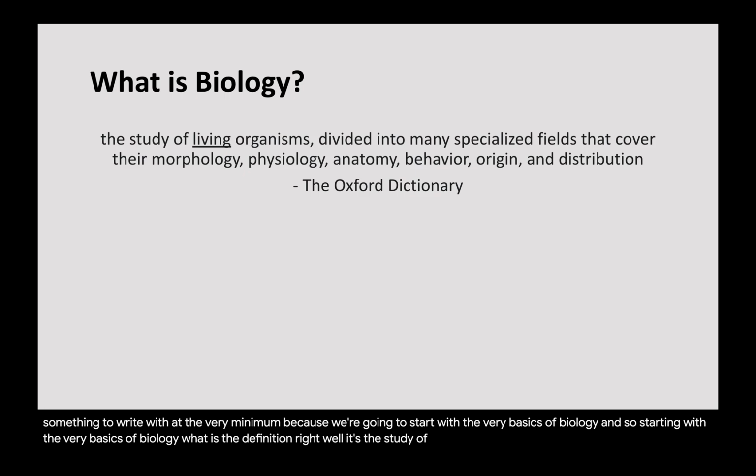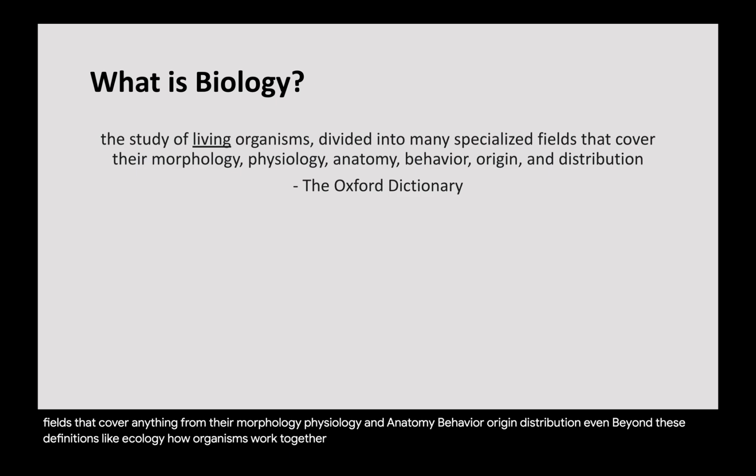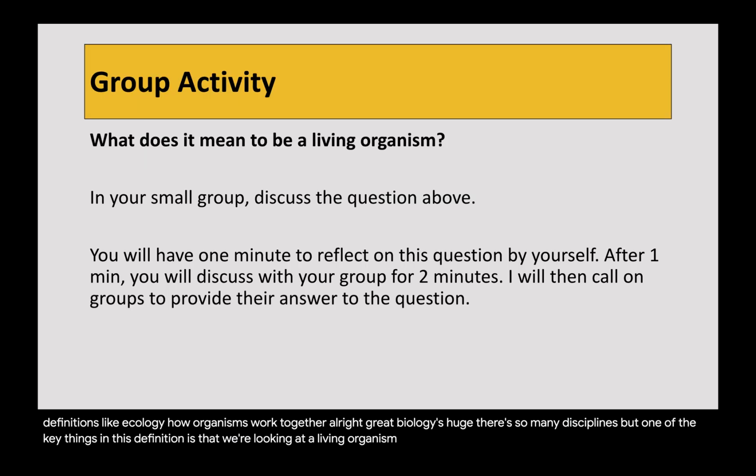Right? Well, it's the study of living organisms divided into many, many specialized fields that cover anything from their morphology, physiology, anatomy, behavior, origin, distribution, even beyond these definitions, like the ecology, how organisms work together, whole range, right? Biology is huge. There's so many disciplines. But one of the key things in this definition is that we're looking at a living organism, right?